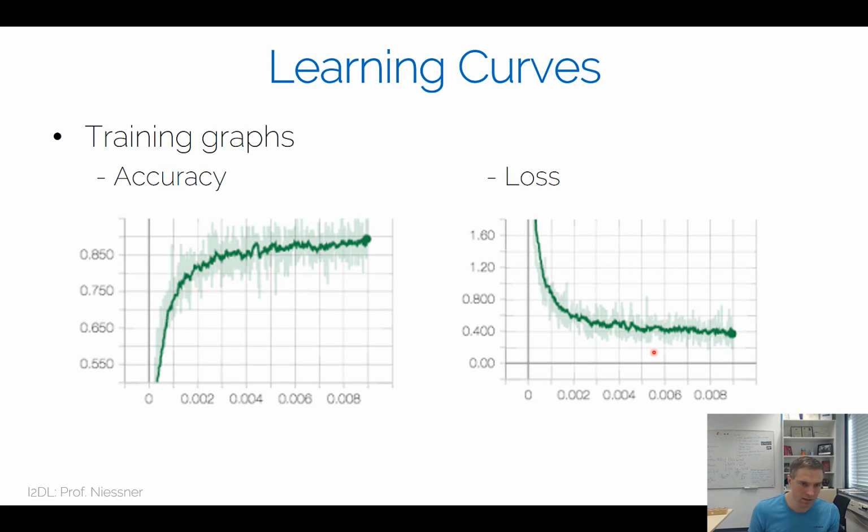Okay, and what does it look like? These curves look something like this. Let's look at the loss curve here, right? On the x-axis, we have the number of iterations. On the y-axis, we have the loss.